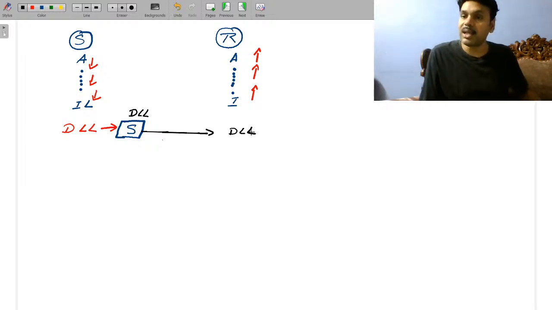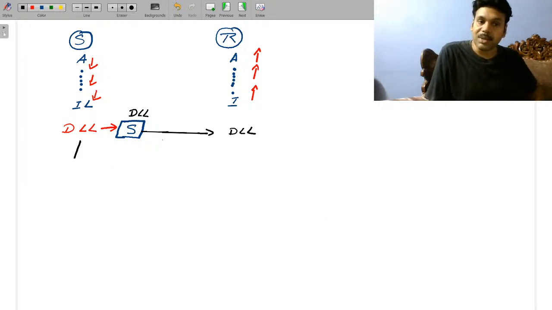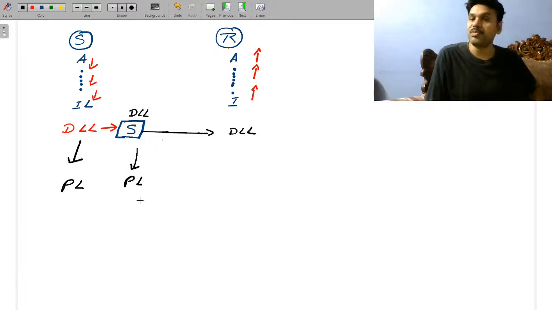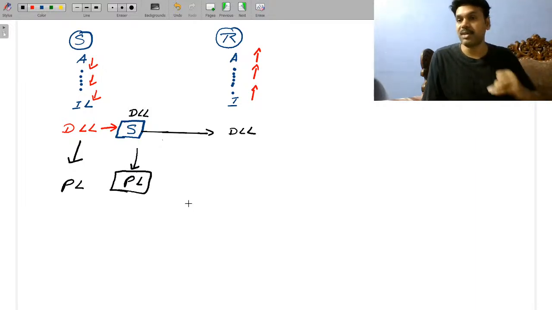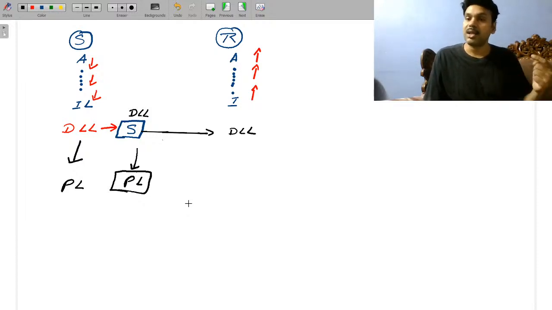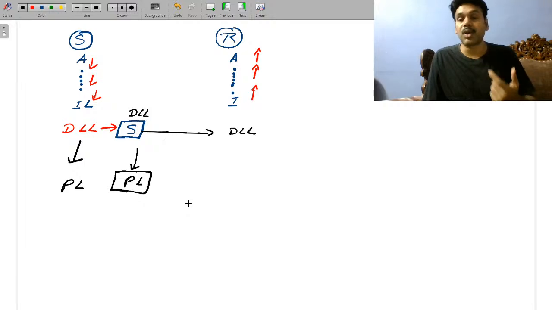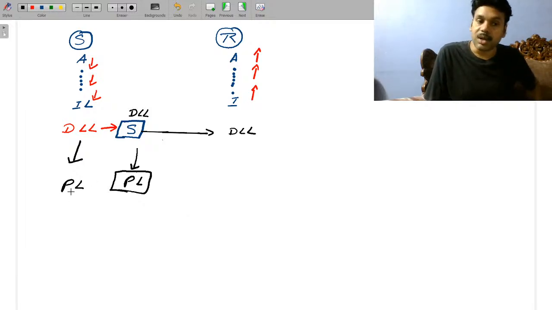Now, however, the DLL is used with a switch and the physical layer also is going to be used with your switch. Therefore, it also interacted with your switch's physical layer. That means what? A switch is a two-layer device. That means it can work with the data link layer to understand the MAC address. It also works with the physical layer to understand what protocol you're running on that particular physical layer link. So now the physical layer of the sender will interact with the physical layer of your switch.